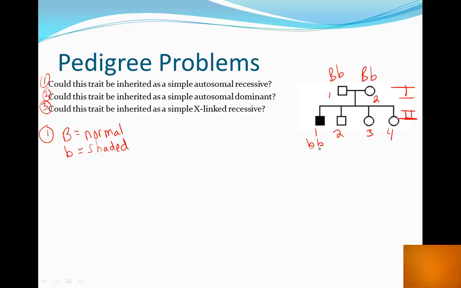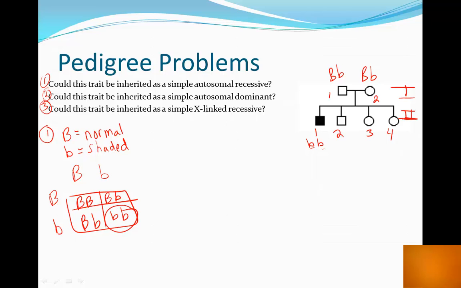Why? Because each allele needs to come from the parent. And if we cross big B, little b, with big B, little b, for those of you who are not able to look at this in your head, we can still use Punnett squares. You'll notice we do get 1 affected child and 3 non-affected children.